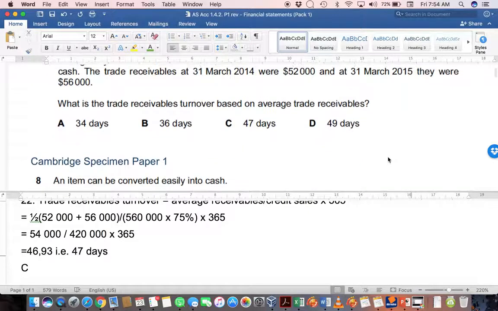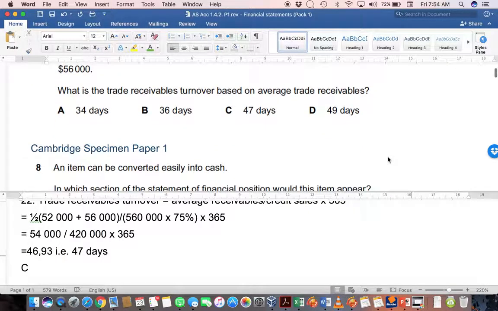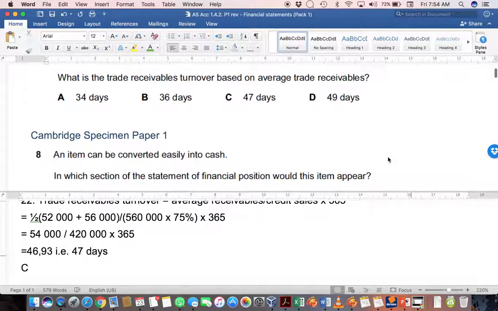We're now going to look at Cambridge Specimen Paper 1, number 8. An item can be converted easily into cash. In which section of the statement of financial position would this item appear? Well, if we can convert it into cash, that means it must be some kind of asset, because a liability certainly wouldn't convert into cash. It would do exactly the opposite.